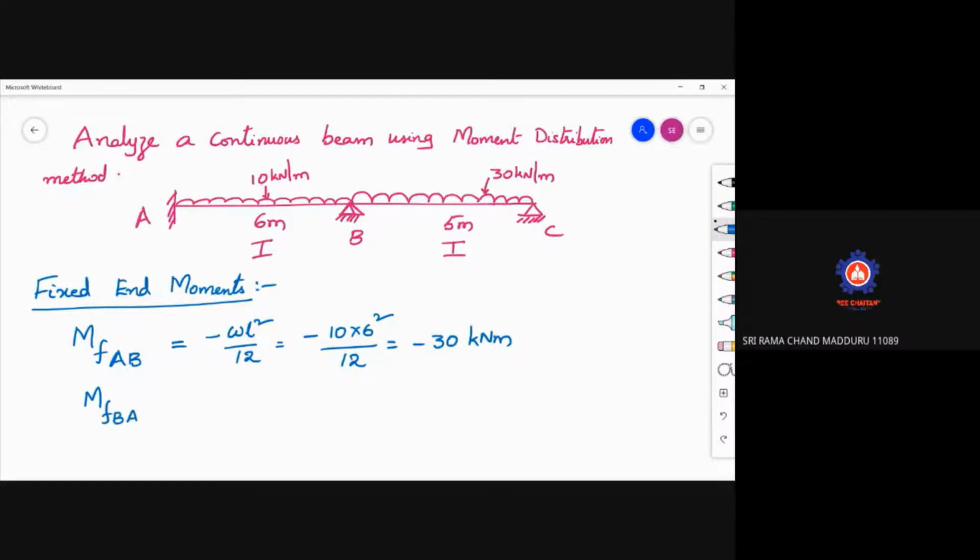MFBA is equal to plus WL square by 12, which will be plus 10 into 6 square by 12, which is plus 30 kilonewton meter. This is for MFAB as well as MFBA.